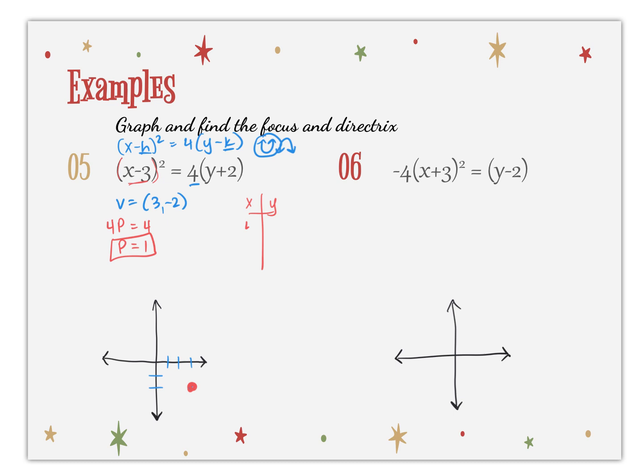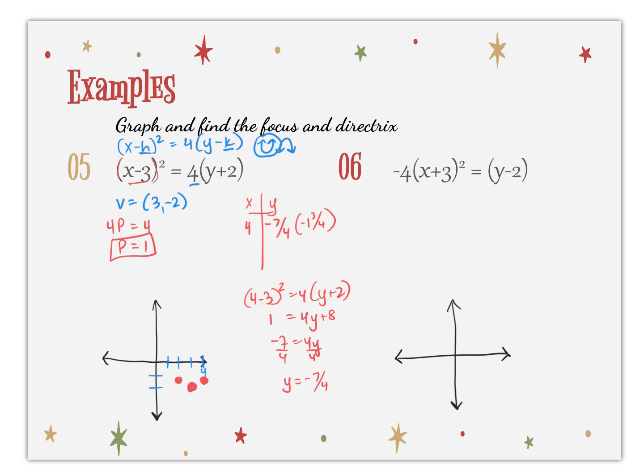So I notice that if I make x equal to 4, I'm going to get 4 minus 3 squared equals 4 times y plus 2. This is going to be 1 squared, or 1, and this is going to be 4y plus 8. I'll subtract 8 from both sides, and then I'll divide by 4, and I'll get y equals negative 7/4. So negative 7/4 is equivalent to negative 1 3/4. So I know that when x is 4, right there, y is negative 1 3/4, which is a little bigger than 2. So it's going to be about here.